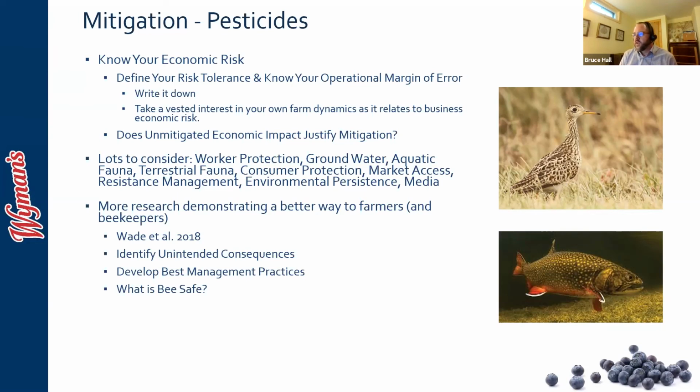A great way to demonstrate a better way to farmers was the pre-material reading by Wade et al., 2018, and they did a great job of identifying unintended consequences. Farmers thought they were doing the right thing, but look, there's unintended consequences that exist. How do you develop best management practices? This is an area that I really look for cooperative extension and hope that is a growing or continuing area of research in the future.